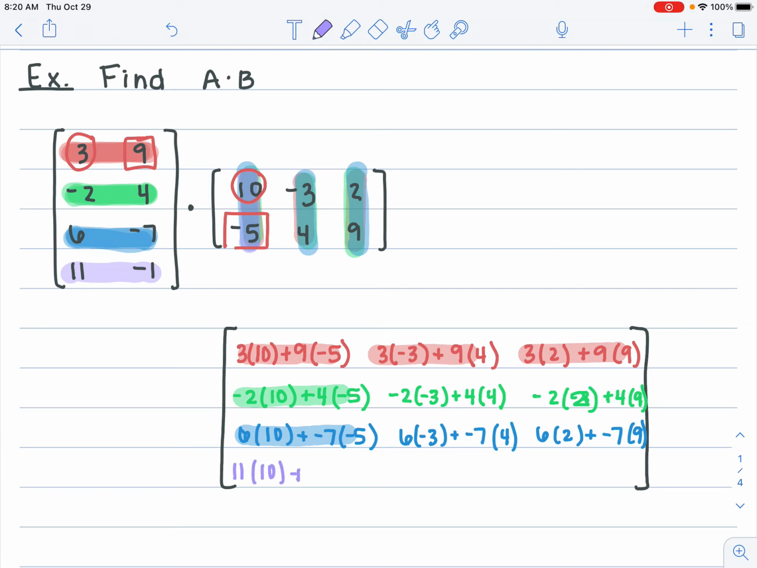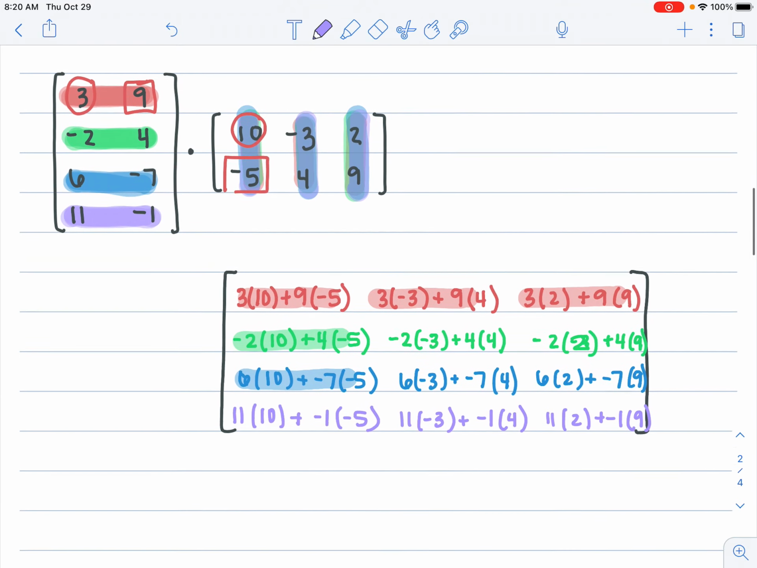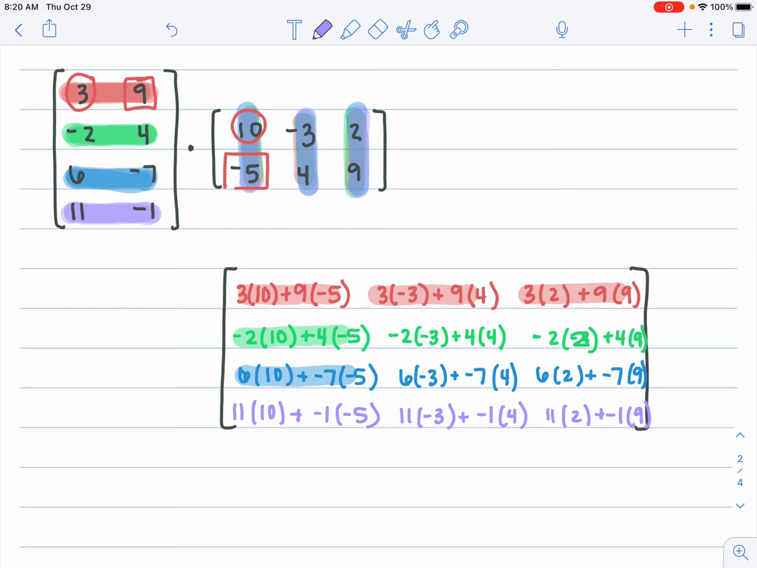So for this last row here, you're doing fourth row, first column first. So I got 11 times 10 plus negative 1 times negative 5. I'm going to do that last row, second column. 11 times negative 3 plus negative 1 times 4. And finally, last row, last column here, 11 times 2 plus negative 1 times 9. All right, and we have completed the multiplication now.